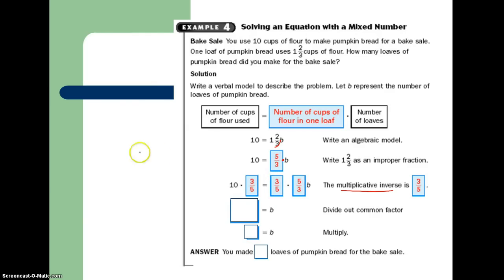So we're going to multiply each side by 5/3, and that's what we did here. Each side was multiplied by 5/3. That cancels the fraction on the right side, and 10 times 3/5 is going to be, well, before we do that, we actually want to divide out common factors. 10 and 5 both divide by 5. Oops, that's 2. I'm sorry, that's 1. And then that's 2. 2 times 3 is 6. So you make 6 loaves of pumpkin bread for the bake sale.